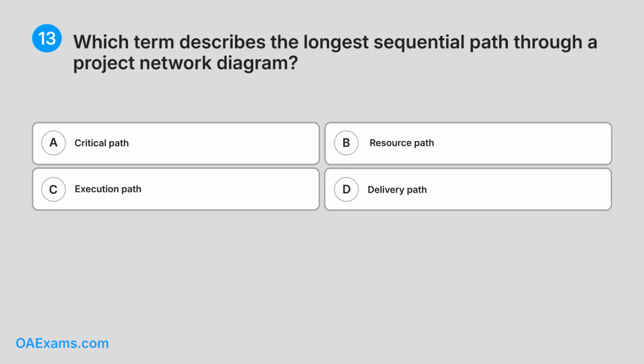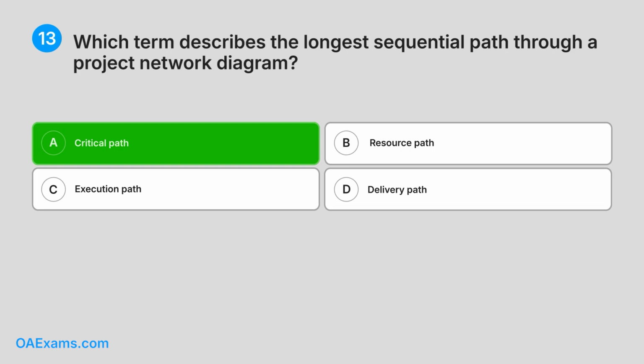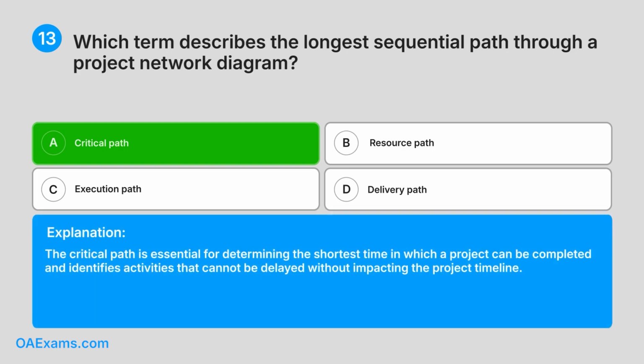13. Which term describes the longest sequential path through a project network diagram? A. Critical path. B. Resource path. C. Execution path. D. Delivery path. What do you think is the answer? Correct answer. A. Critical path. Explanation. The critical path is essential for determining the shortest time in which a project can be completed and identifies activities that cannot be delayed without impacting the project timeline.